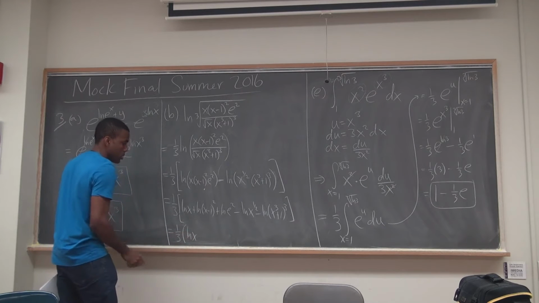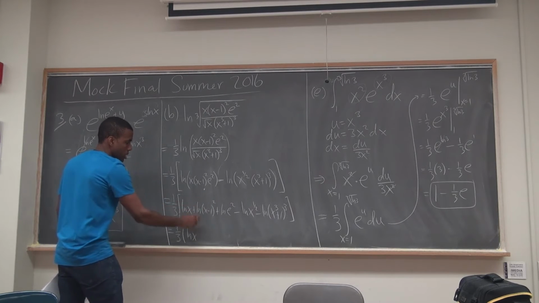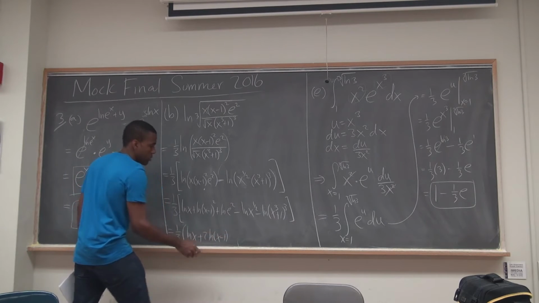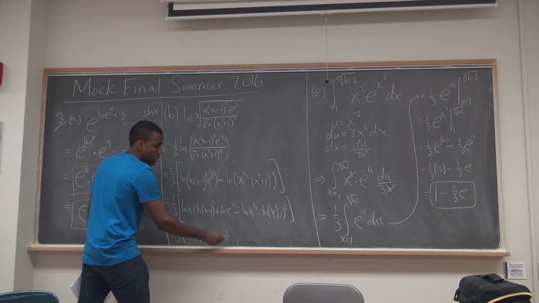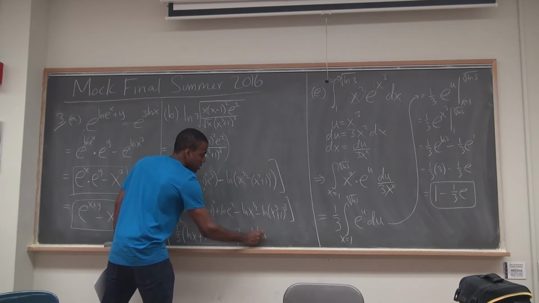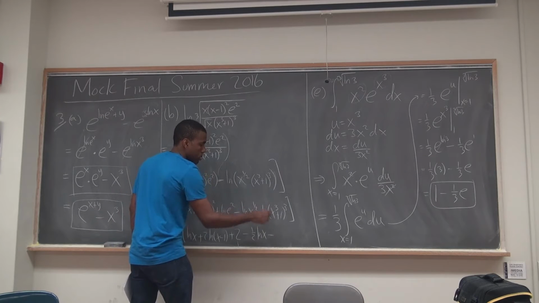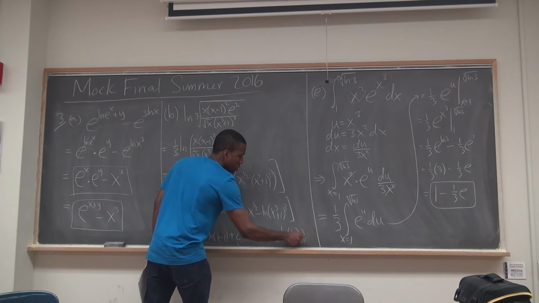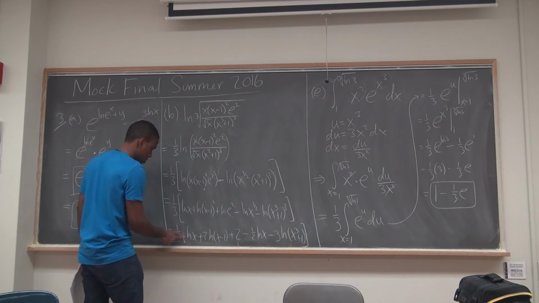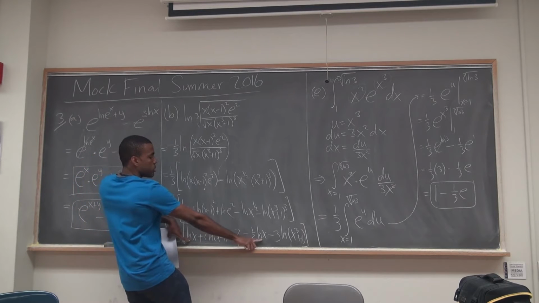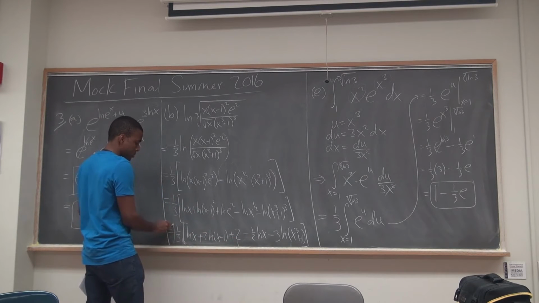No, I wouldn't distribute. These powers I'm going to get rid of. So it's 2 ln of x minus 1. ln and e will actually cancel. That's just a 2. This is 1/2 ln x. This 3 comes down. 3 ln of x cubed plus 1. And that's fine. Technically you could combine these two, but that's fine.